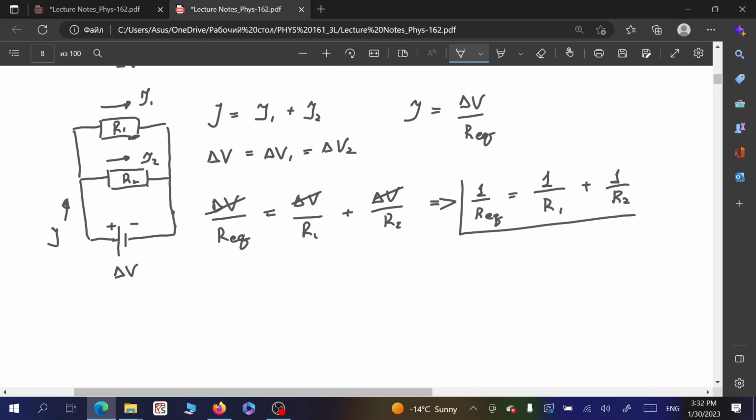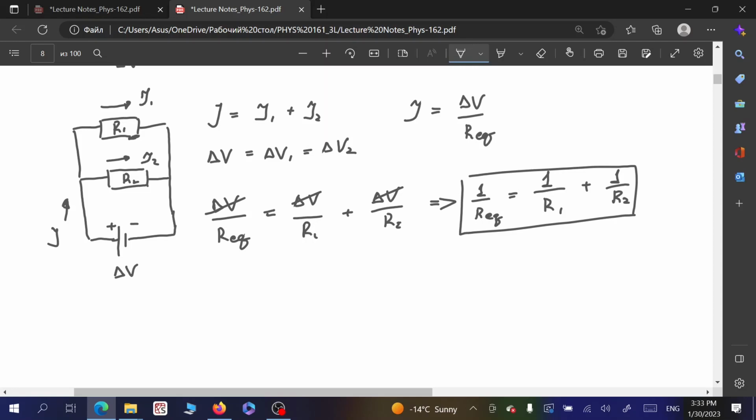So that is the way we determine the equivalent resistance of two or more resistors. You can add here as many resistors as necessary connected in parallel.